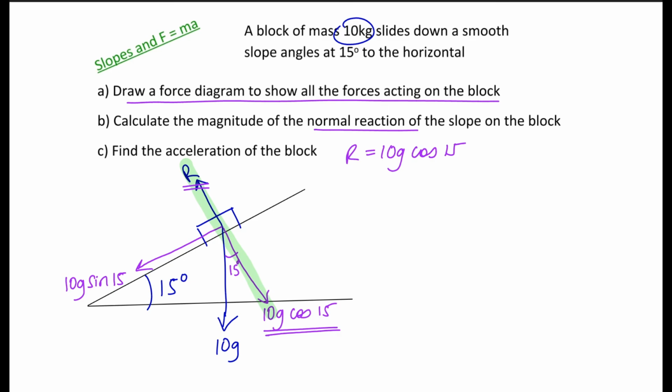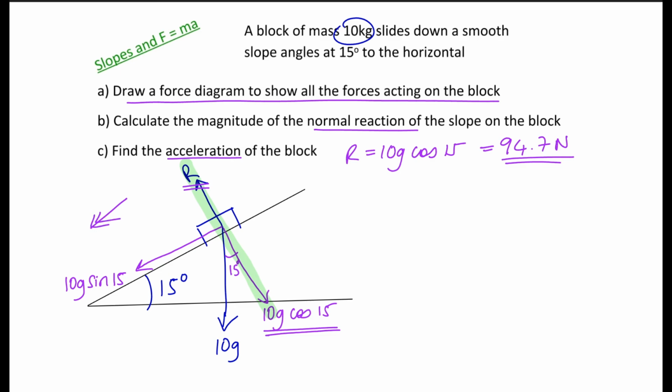Now in this case you might just use a calculator to work out what that is, and that's going to give you 94.7 newtons. Minimum 3 significant figures for A level at least. And then for part C, find the acceleration of the block. Well, we know that this thing is going down this way, so you've got a double-headed arrow just to show that it's accelerating. Just going to make that neater.